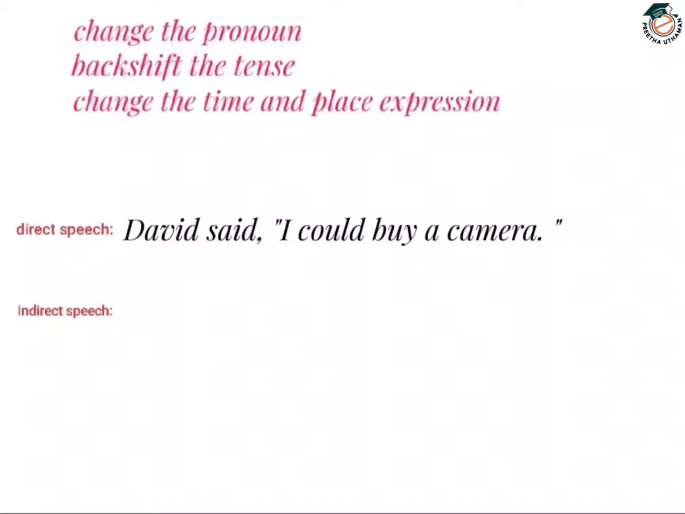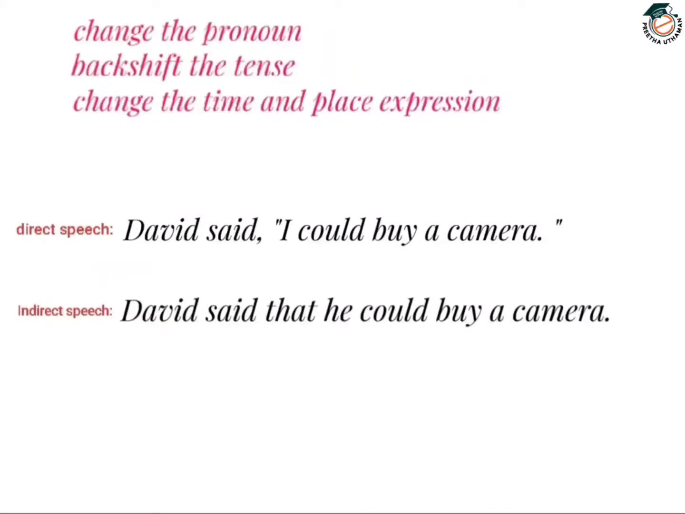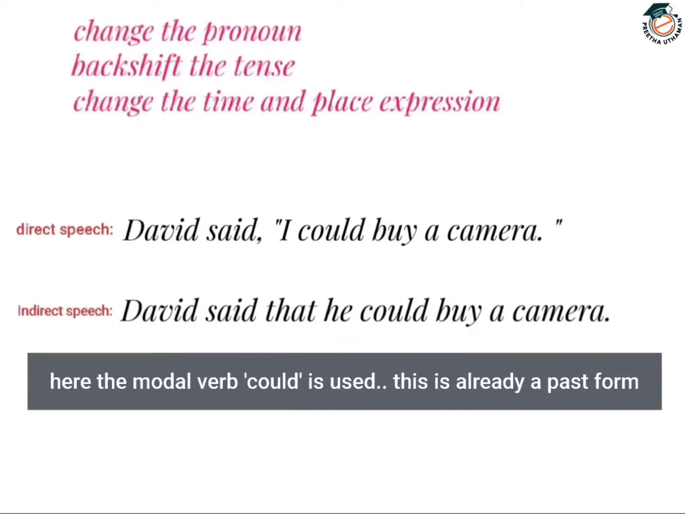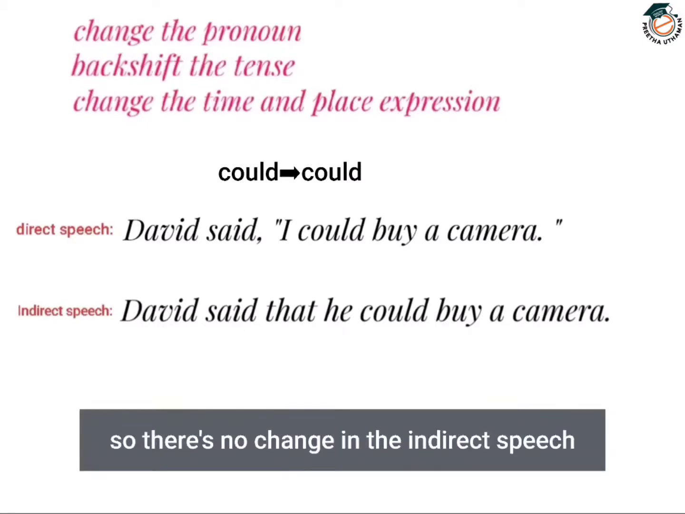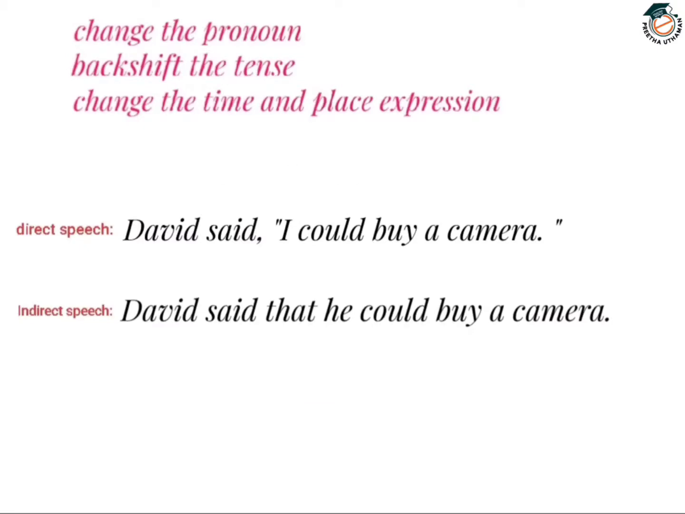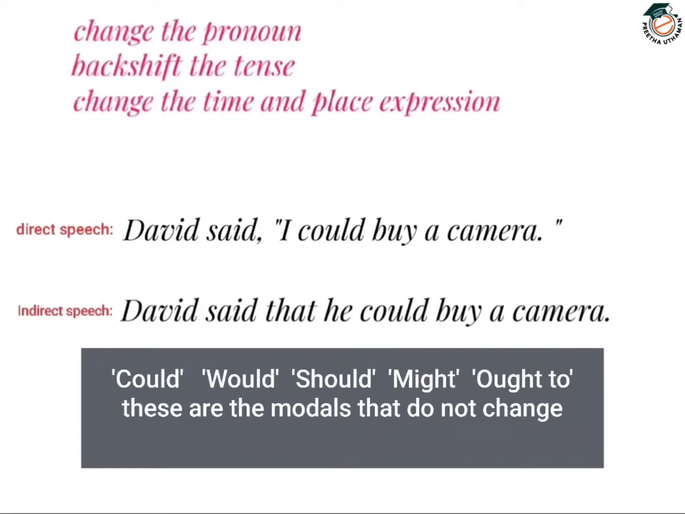Number 8. David said, "I could buy a camera." The indirect speech is, David said that he could buy a camera. Did you notice the modal verb could is already a past form? So it remains the same. So David said that he could buy a camera. There's no change in the indirect speech. Could, would, should, might, ought to. These are the modals that do not change.